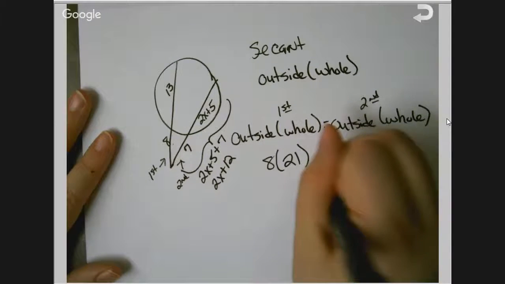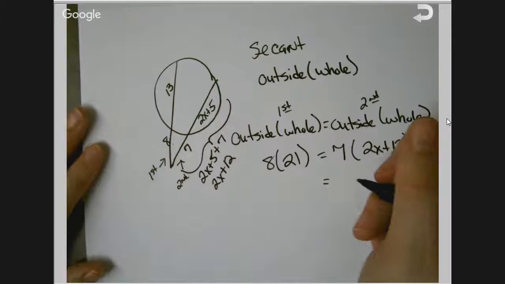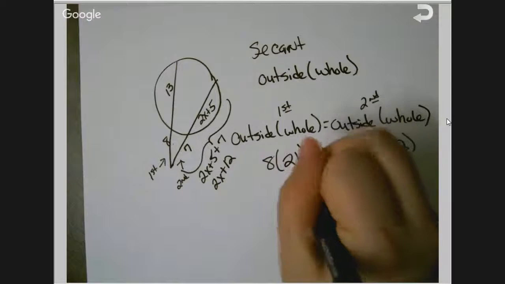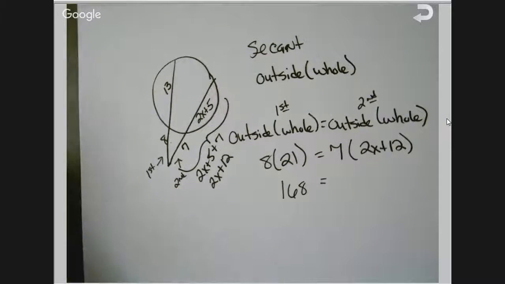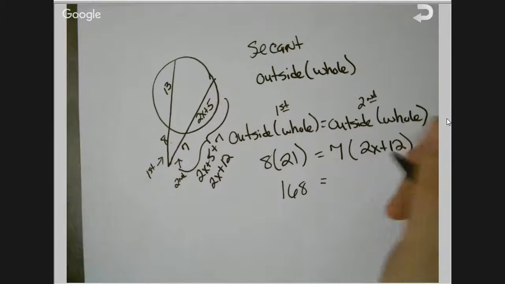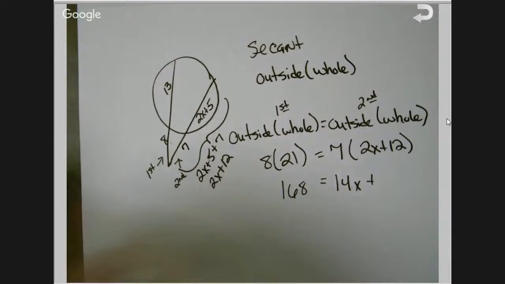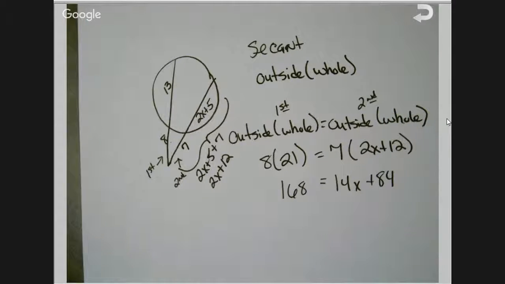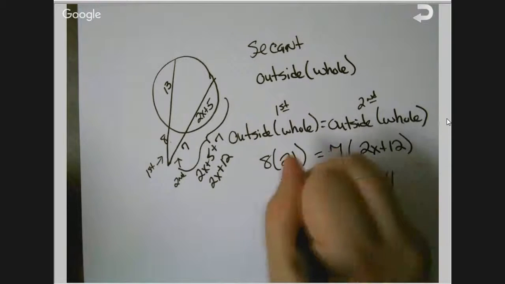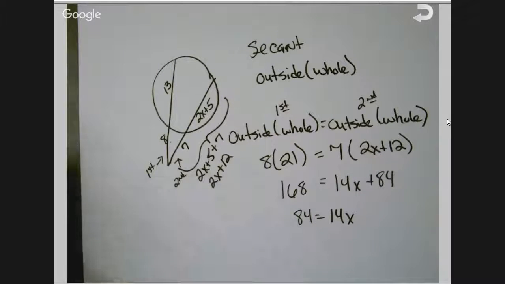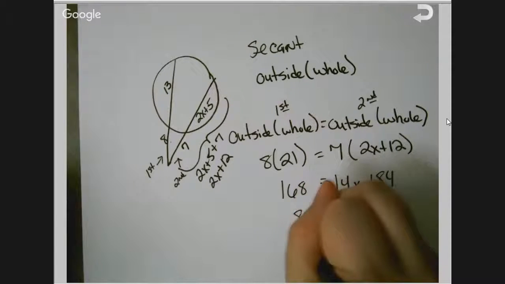Okay, so from there, 8 times 21 is 168, I think. I don't know, it's kind of Friday, so I probably need to check that one. Telling you, right now it's a struggle. Okay, we're good. And distribute your 7, so 14x plus, I think, 84. Yeah, good. From there, you subtract: 168 minus 84 is 84. And then divided by 14, which is 6.